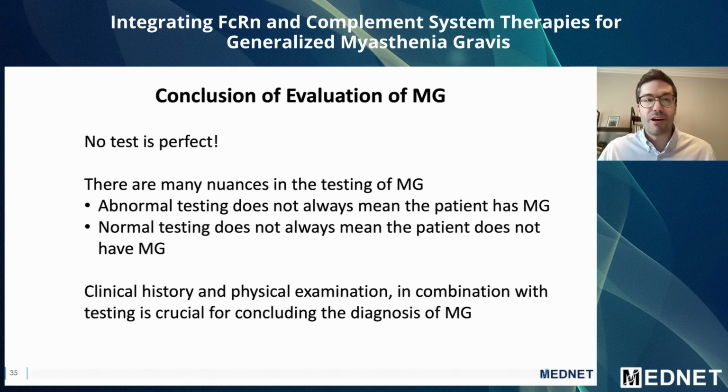So in conclusion, no test is perfect. There's many nuances in the testing of MG. Certainly, abnormal testing alone doesn't always mean the patient has MG. Normal testing doesn't always mean the patient does not have MG. So it's unfortunately not 100% or as easy as we'd like it to be. As I was mentioning, you have to take it into context with the clinical history and the physical examination before coming to a conclusion about the diagnosis of MG.